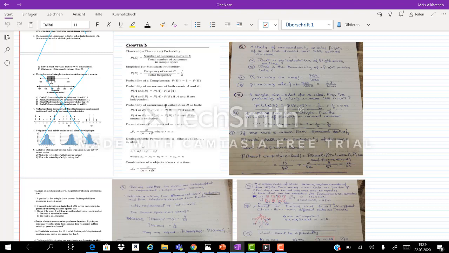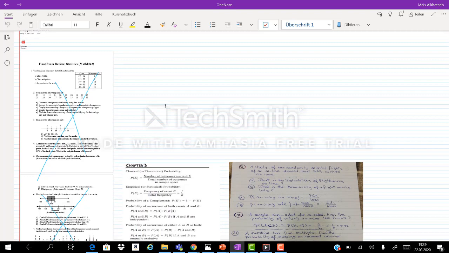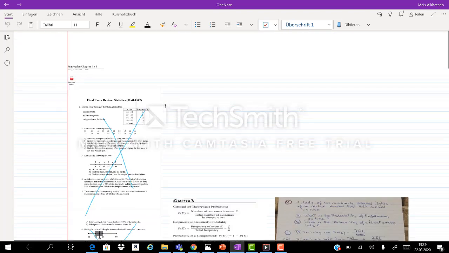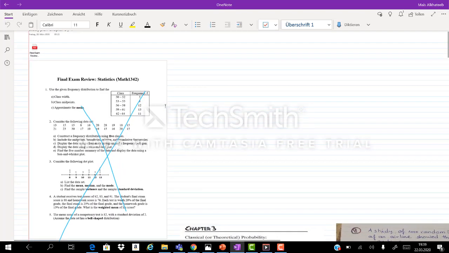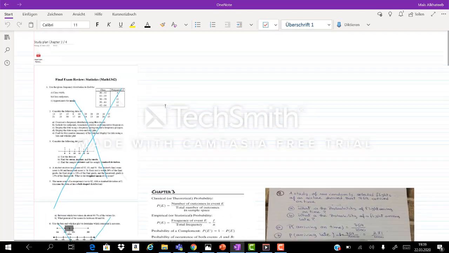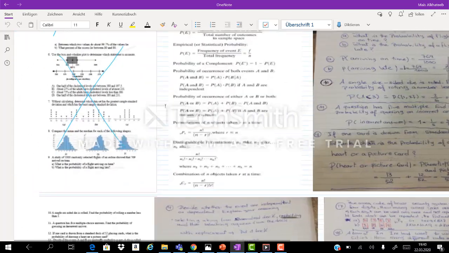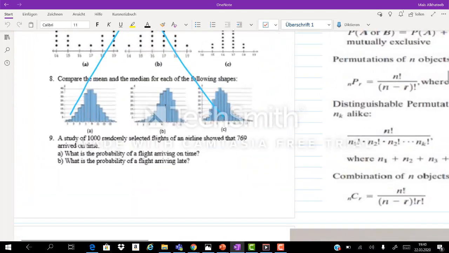Okay, now we start our review. Our exam review will consider the final exam review, which is on the Blackboard. You can find this final exam review on Blackboard; it's called final exam review, in the study plan. So I will start with exercise number 9.